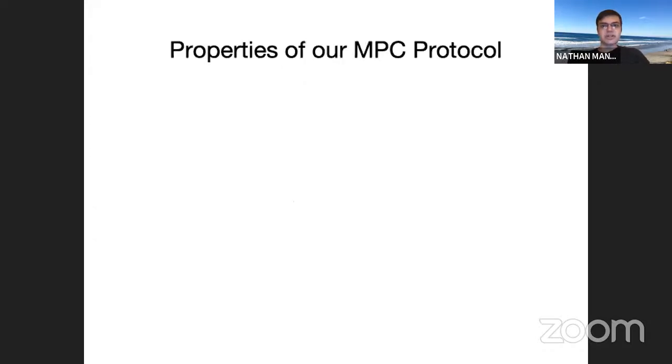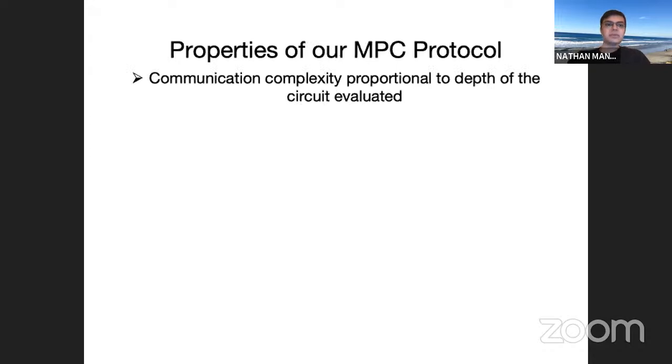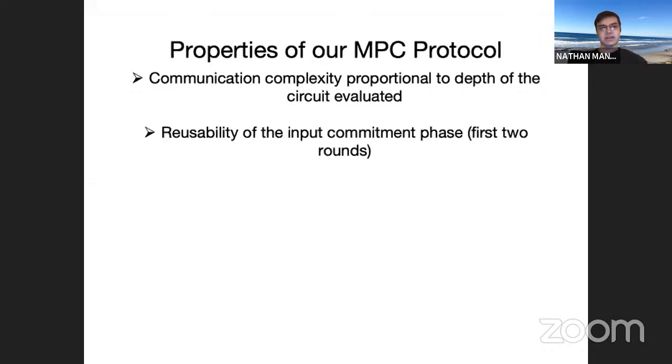And so what are some of the properties of our protocol? One nice property is that the communication complexity of the protocol is proportional to the depth of the circuit evaluated, not the circuit size. The first 2 rounds of our protocol serve as the input commitment phase, and the final round serves as the computation phase. Moreover, the final round can be repeated polynomially many times with different functions, and can be reused. We have input fidelity, which we already went over.